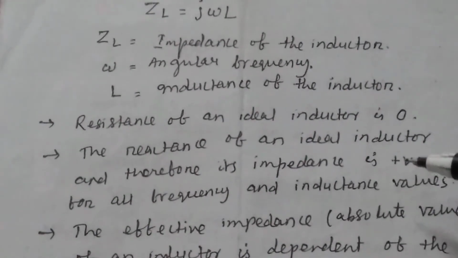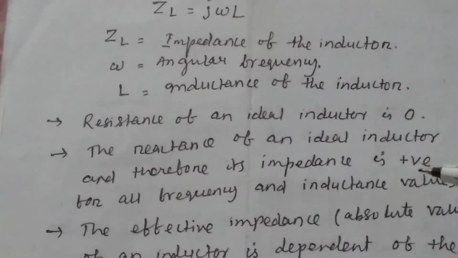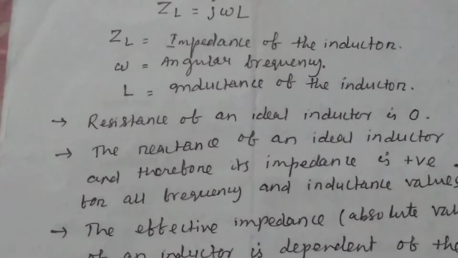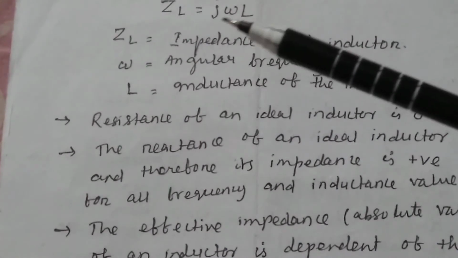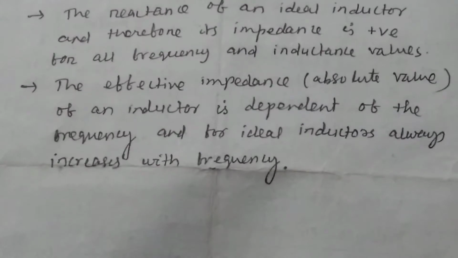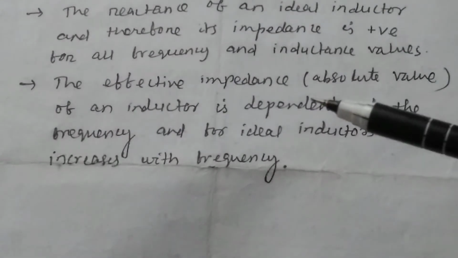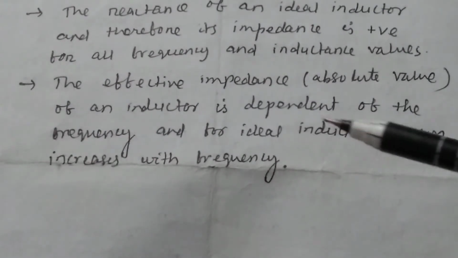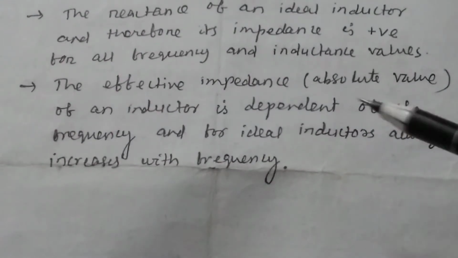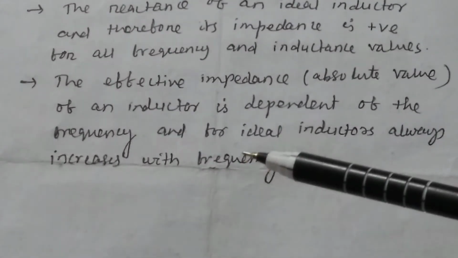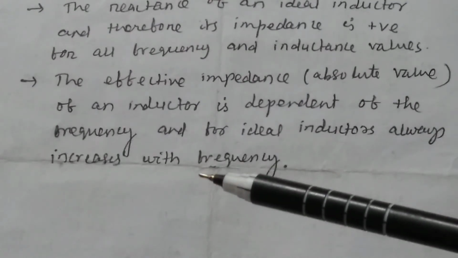impedance, is positive. The impedance of a capacitor is negative, but the impedance of an inductor is positive for all values of frequency and for all inductance values. For all values of L and for all values of omega, ZL is positive. And remember, the effective impedance, that is the absolute value, of an inductor is dependent on the frequency, and for ideal inductors it always increases with frequency.